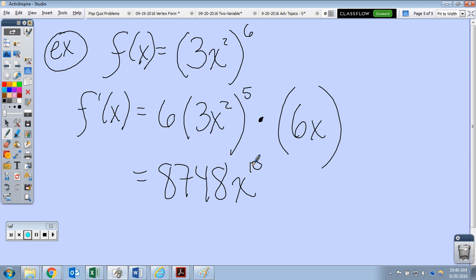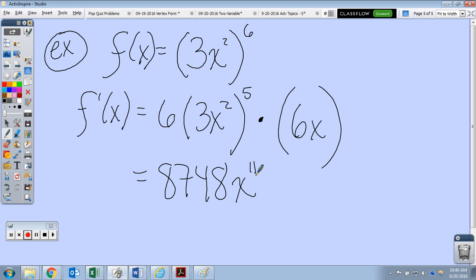Now it should make sense that this guy is 1 degree less than this guy because it's the derivative of a polynomial. So this is x to the 12th term, so it should be x to the 11th.